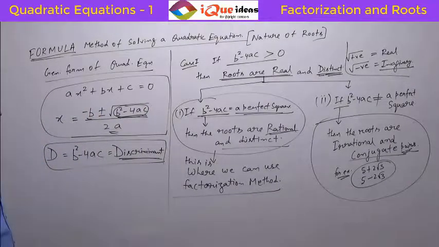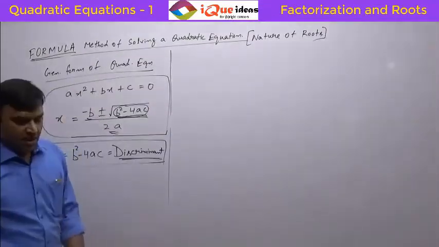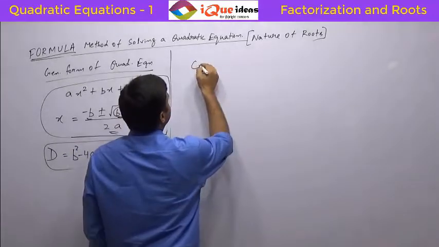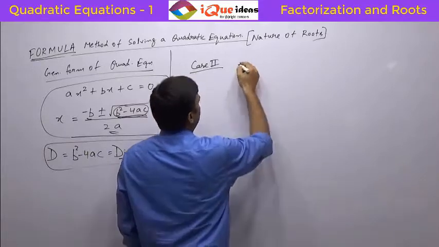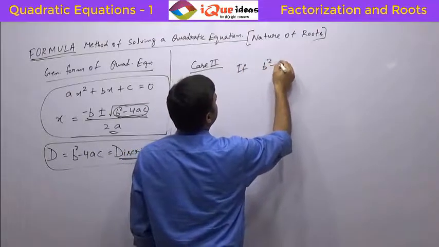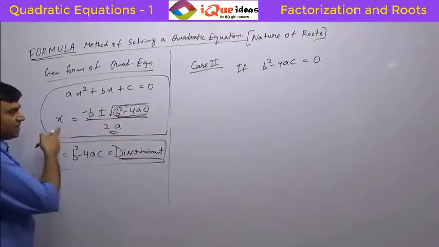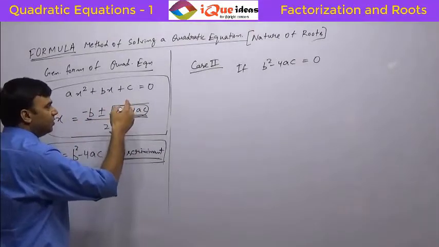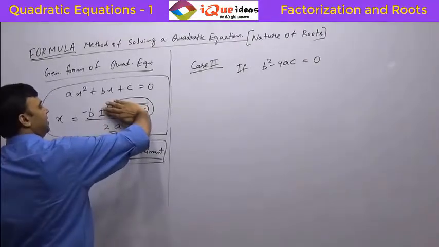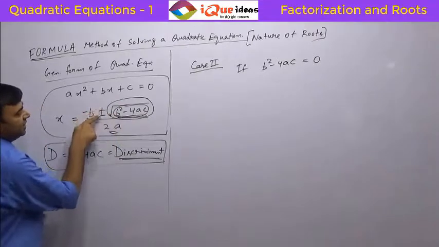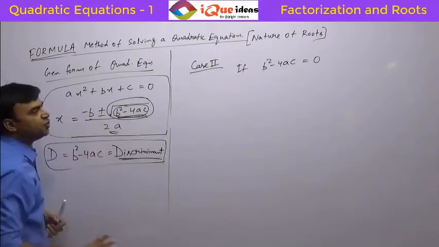Okay, right. Now let's take up the next case. Let's say case 2. This is a very interesting one. It says if b square minus 4ac is equal to 0, then what will happen? Understand from this formula, if b square minus 4ac is equal to 0, then this whole thing goes away completely. Then the minus plus will not make any sense. The only thing that will remain is minus b divided by 2a, right?